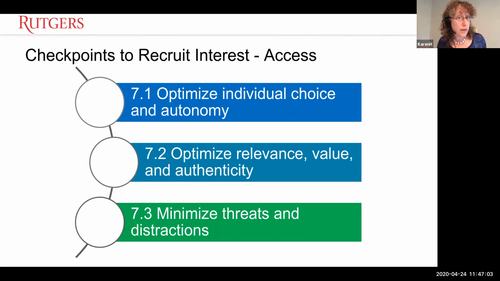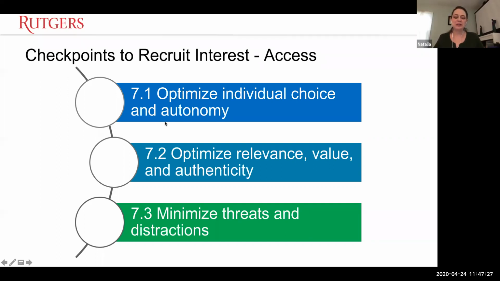So we're going to start with how, using universal design for learning, we recruit interest. And this is how students will basically have access to what we're going to teach. I believe, Natalia, I'm going to have you start with 7.1 to talk about optimize individual choice and autonomy.